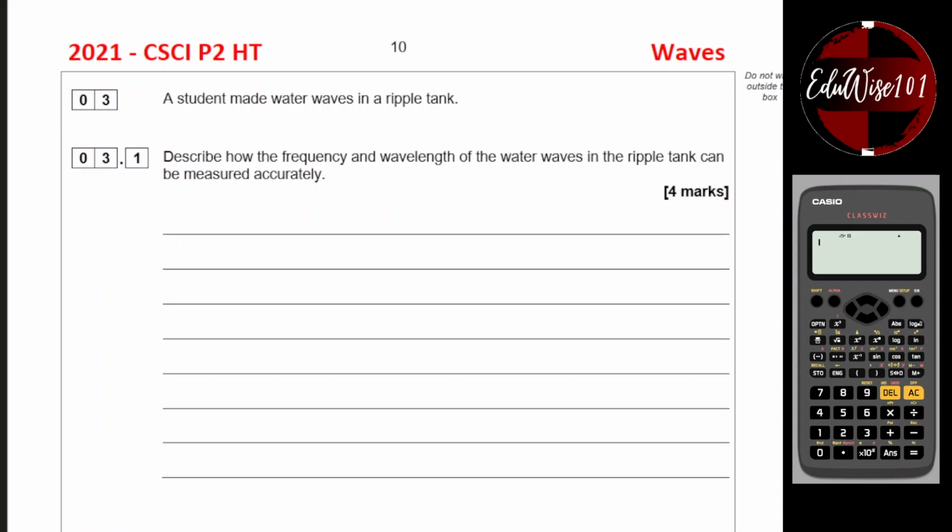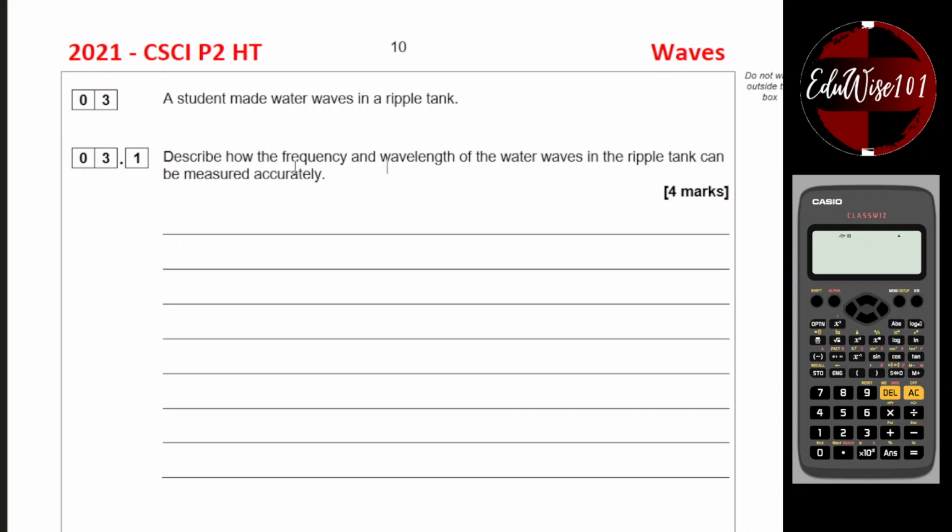In this video, I'm going to go through the AQA 2021 Combined Science Physics Paper 2 Higher Tier. Question number 3 is on the waves topic. A student made water waves in a ripple tank. Describe how the frequency and wavelength of the water waves in the ripple tank can be measured accurately.